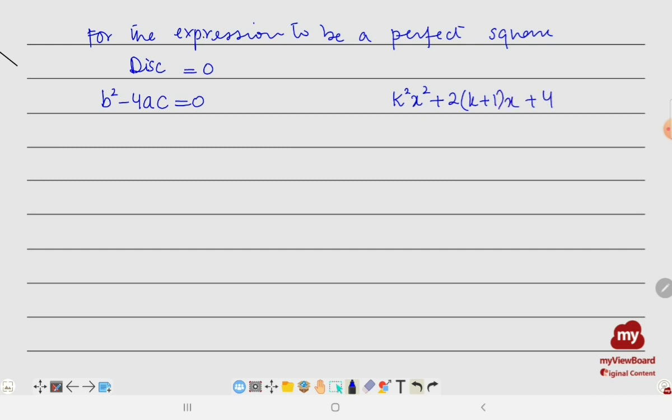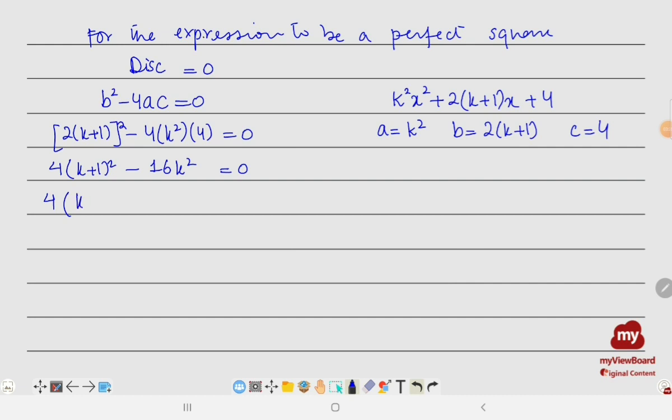So what is the value? Here a is equal to k square, the value of b is 2 into (k plus 1), and the value of c is 4. We'll insert these three values in the discriminant. We get (2 into (k plus 1)) whole square minus 4 into k square into 4 equals 0. We are going to solve it. Now this whole equation is in k, so we'll open up the square. It will become 4 into (k square plus 2k plus 1) minus 16k square equal to 0.